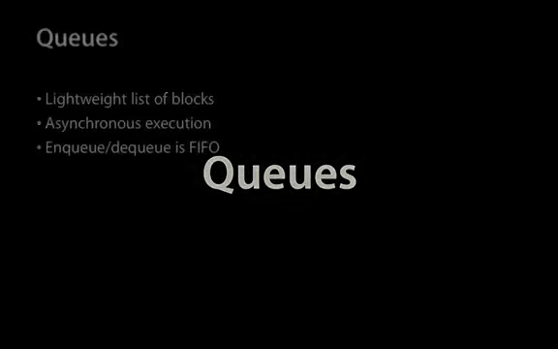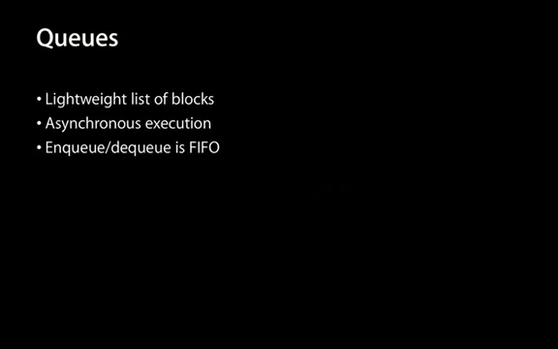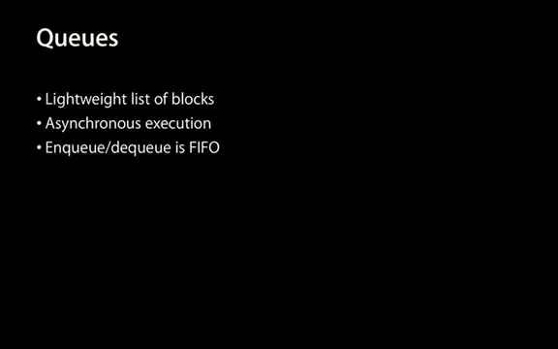Moving on to queues, our first example of a dispatch object. We'd like to talk about the fundamentals of a queue first, and then we'll talk about specific instances of queues. A queue in dispatch is a lightweight list of blocks, and it provides asynchronous execution of those blocks.